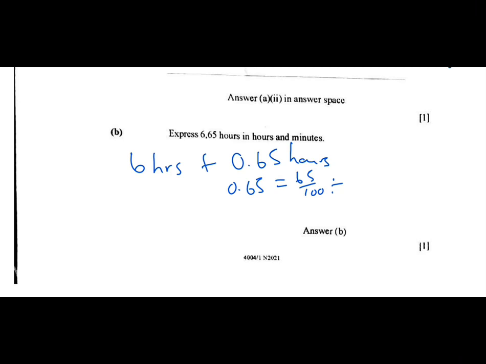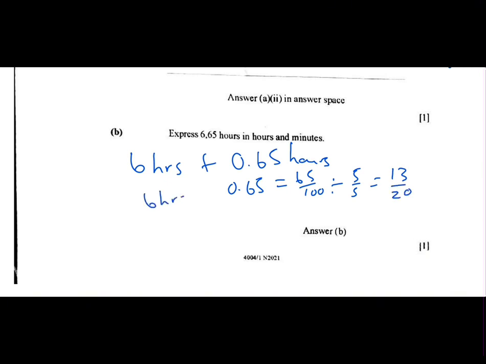Express 6.65 hours in hours and minutes. So we're already given the hours, that they are 6. So it's 6 hours plus 0.65 hours. We want to convert that decimal 0.65 hours to minutes. So 0.65 means that the number is 65 over 100. We can reduce it to its lowest terms by dividing by 5 over 5. That will give us 13 over 20.